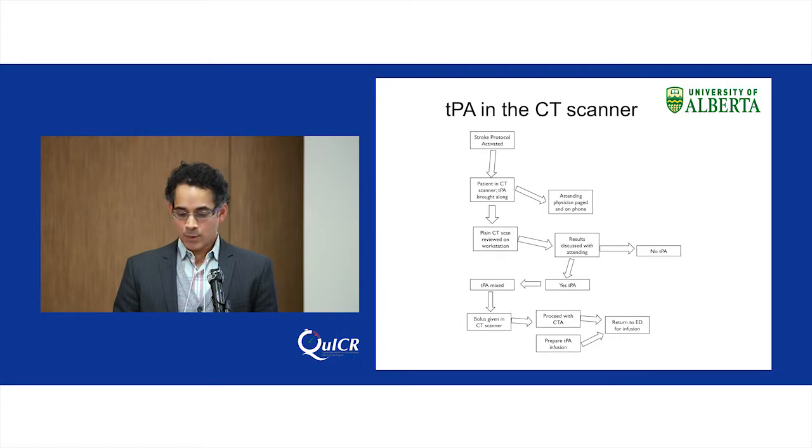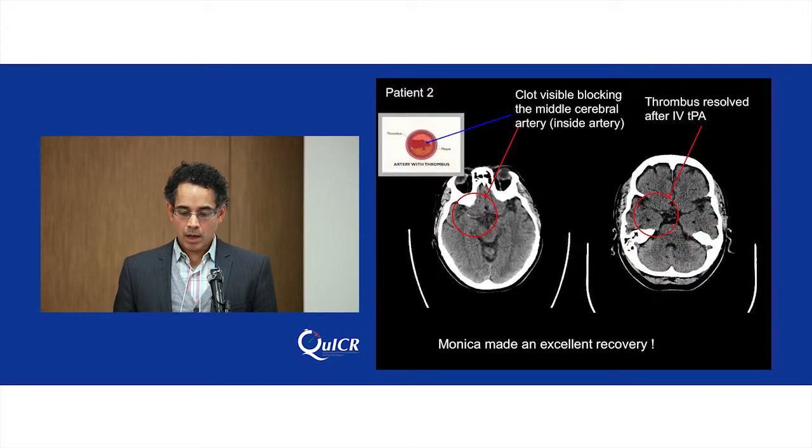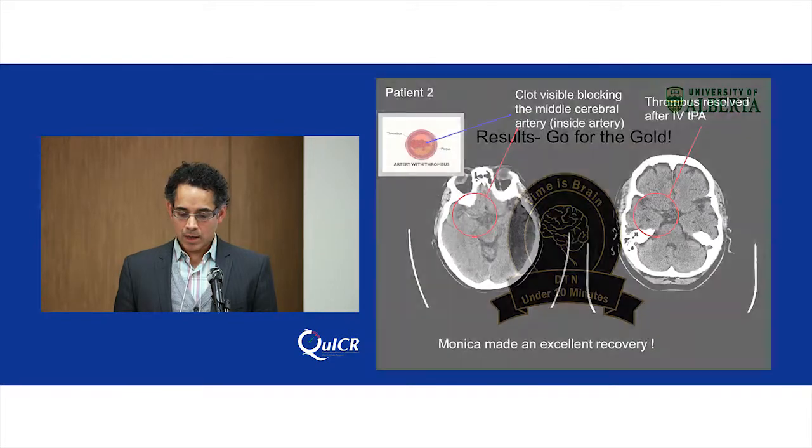All right. So the CT angio is obviously still a really important part of the whole process. For us, it makes sense to initiate tPA with the plain scan first, and then immediately follow it with the CT angio once the bolus is given. And if that's feasible in your center, then it makes sense as well. And hopefully, we'll get more hyperdense MCA signs that acutely disappear with early treatment.